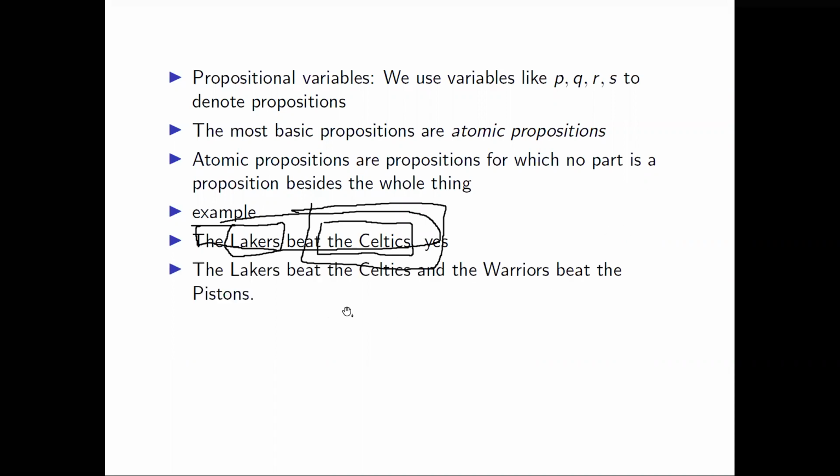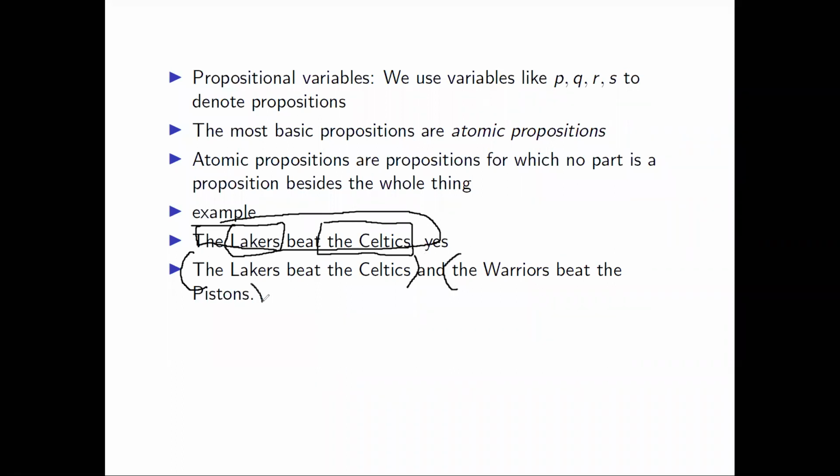Here's another proposition. The Lakers beat the Celtics and the Warriors beat the Pistons. So we can look at the parts of this proposition. And this one's longer, so it has many more parts than the first one. But it's easy to zero in on the parts that we want to consider. This part right here, the Lakers beat the Celtics, and the second part, the Warriors beat the Pistons. And we can see that both of these parts, this one and this one, they're both propositions. So the Lakers beat the Celtics, that was an atomic proposition. The Lakers beat the Celtics and the Warriors beat the Pistons, this one is not atomic because it has parts besides the whole proposition that are propositions themselves.